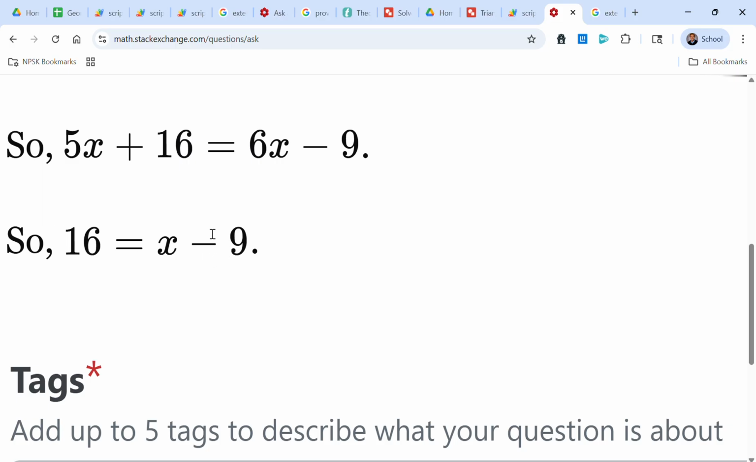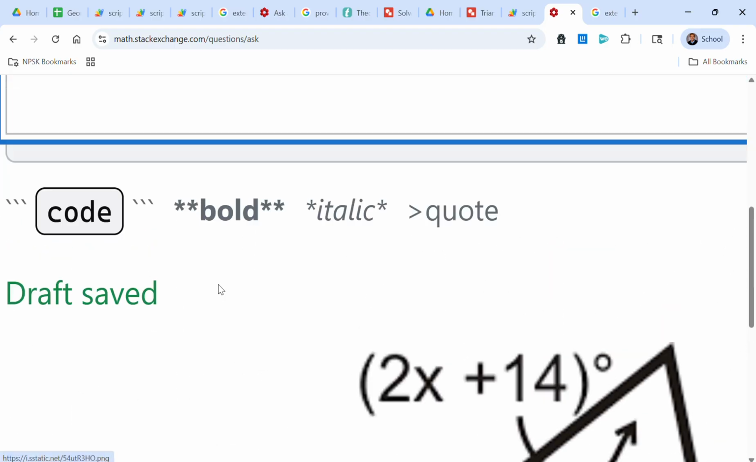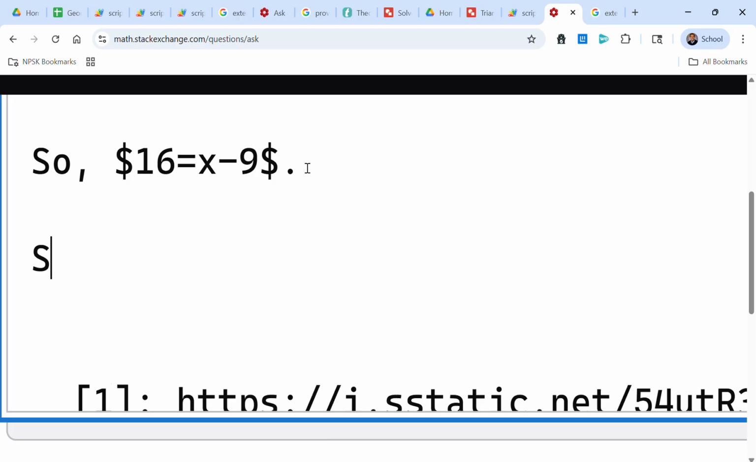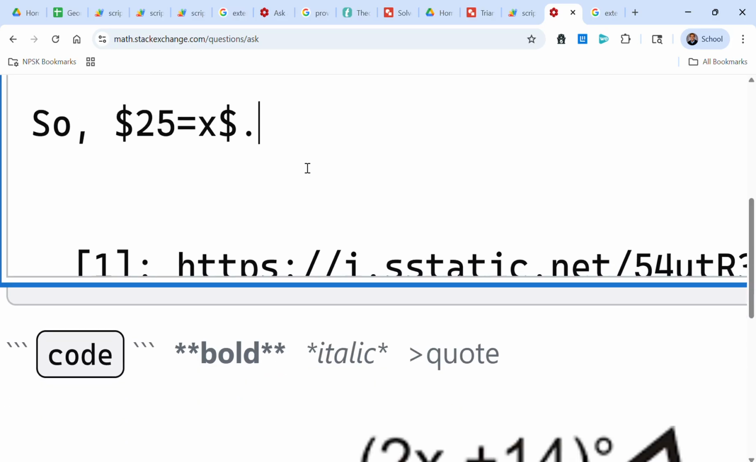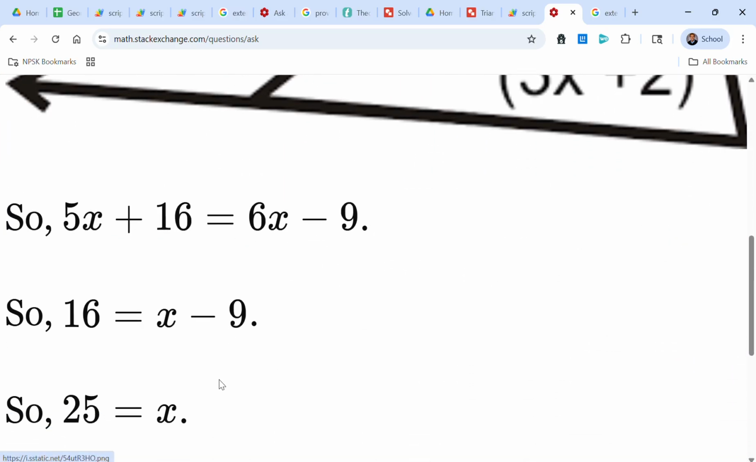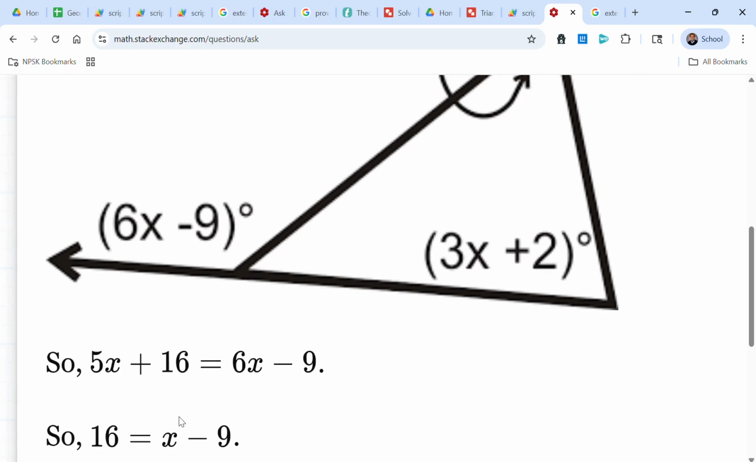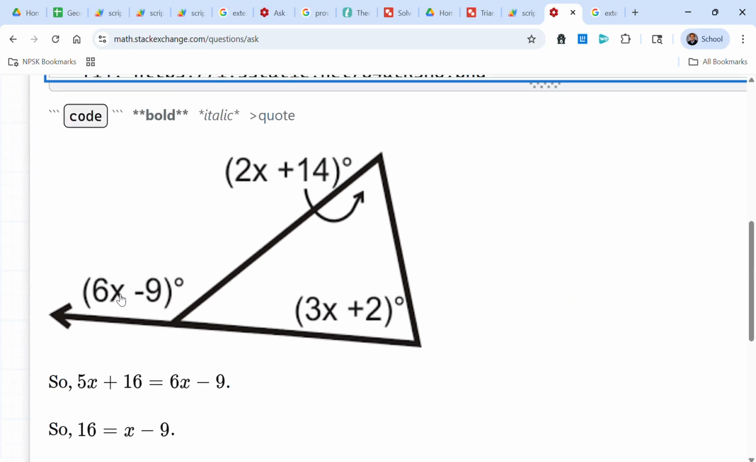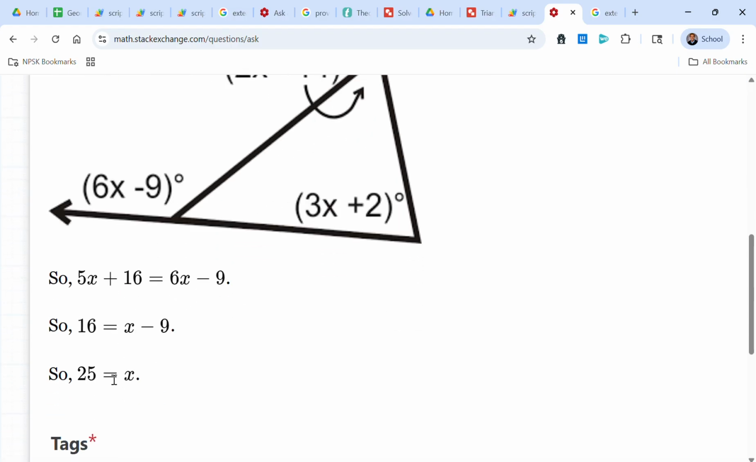We're adding to undo subtraction. We add 9. Therefore, x is 25. So we get 25 equals x, period. Okay, there's that. If I was to figure out what these angles all are here, I would take what x is and I would throw it into here.